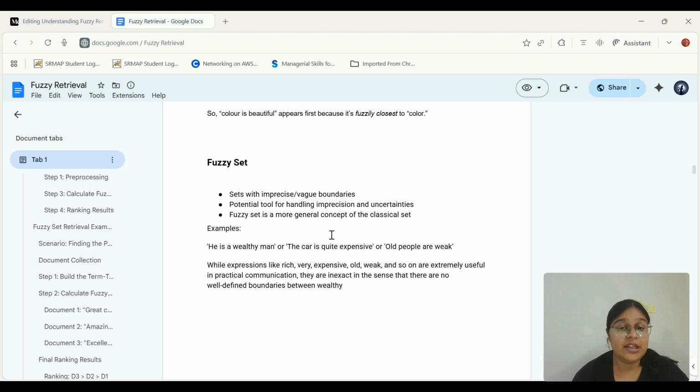So he is a wealthy man, the car is quite expensive, old people are weak. Our model will not know how to classify terms like rich, very expensive, old, weak, and it will be extremely practical communication, right? So our model needs to know the boundaries between wealthy and weak, what is old, what is rich.